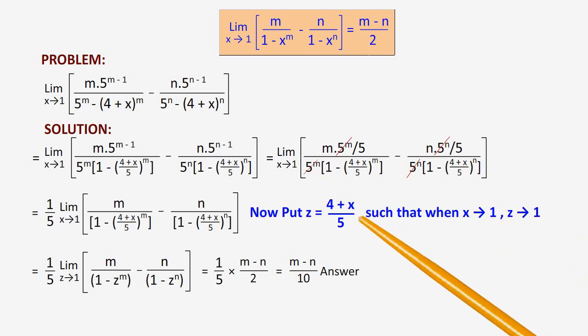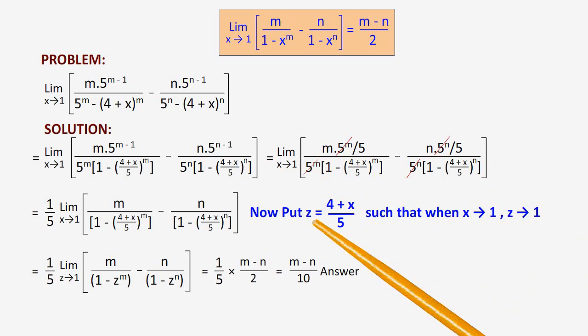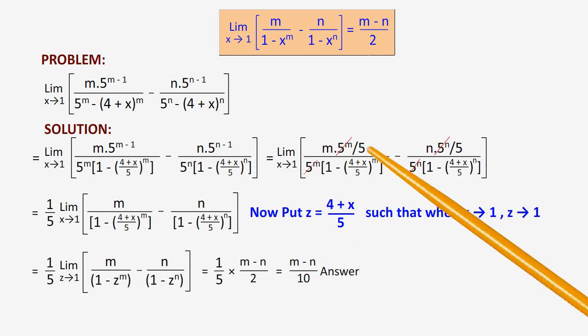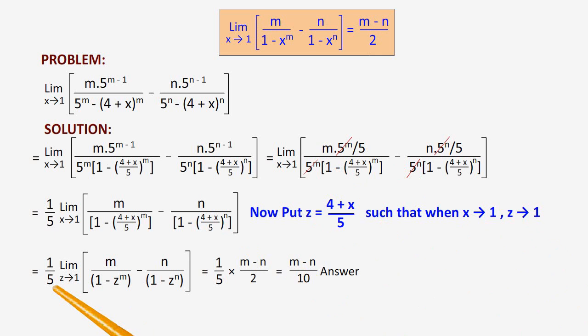Now put 4 plus x divided by 5 equal to z, such that as x approaches 1, z also approaches 1. So the limit is simplified. The 1 by 5 comes out, and we have simply to find out this limit: m by 1 minus z to the power of m minus n by 1 minus z to the power of n as z approaches 1. Now, putting the value of this limit from the knowledge of the standard limit, we get the answer, which is m minus n divided by 10.